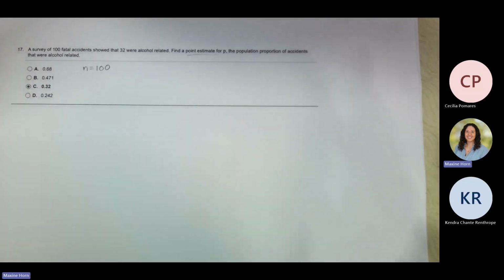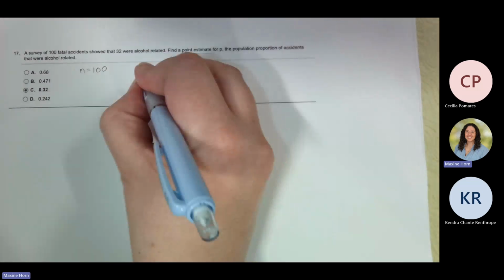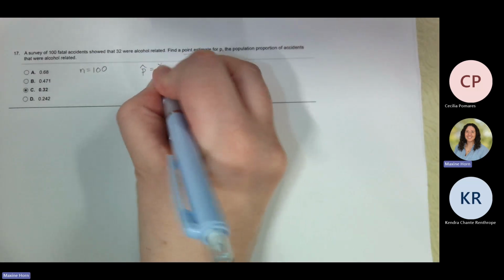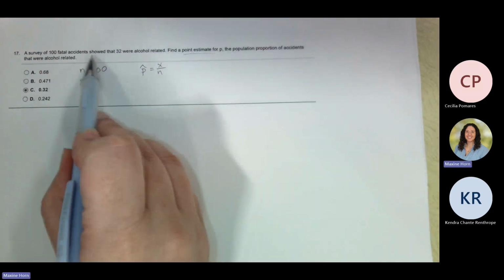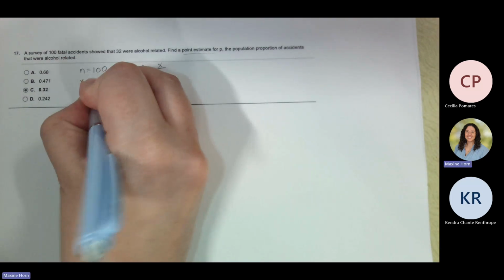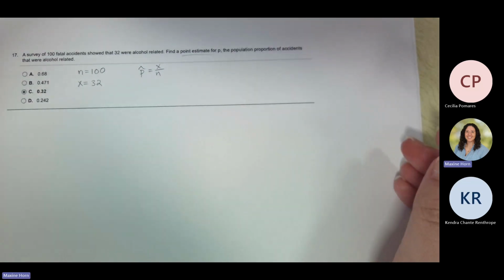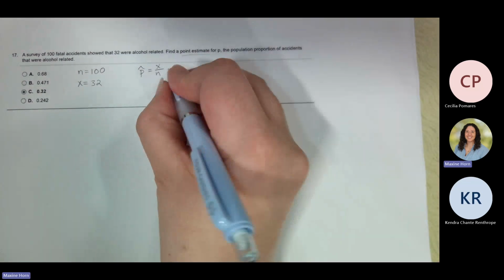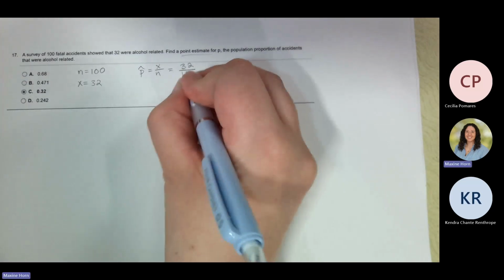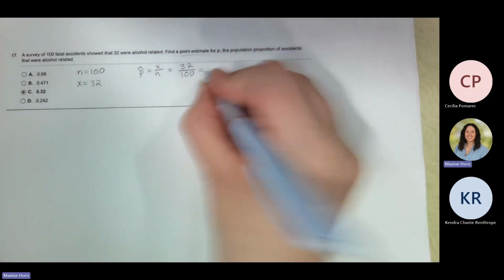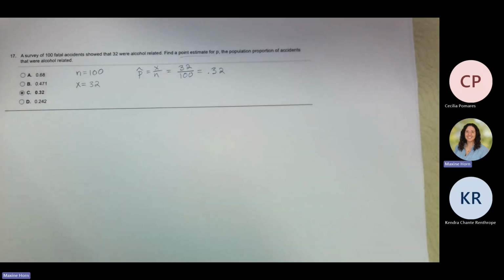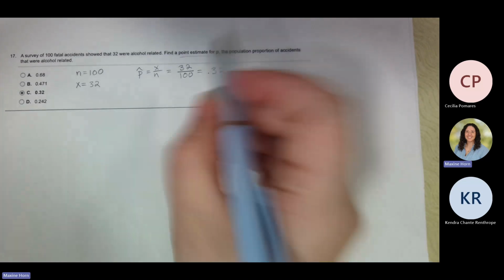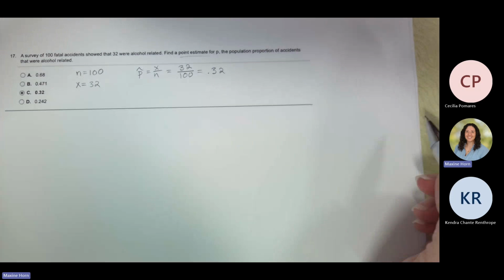So the point estimate for the population proportion is just p hat, right? Which is just x over n. So I should have gone back through and I should have written that x is 32, right? 32 were alcohol related. So 32 out of the 100 were alcohol related. It's going to want it as a decimal. So we have 0.32. So remember that the point estimate for the population proportion is your p hat, which is your x over n.